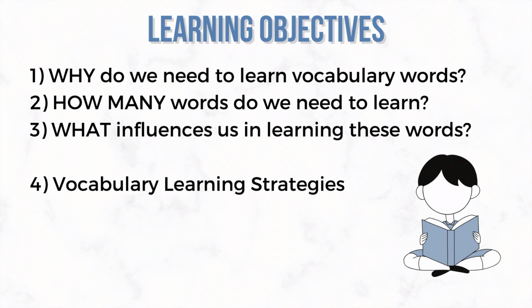Okay, so the following video is going to be structured by the learning objective as outlined here. So the first thing we have is, why do we need to learn vocabulary words? And then next is, how many words do we need to learn? Followed by, what factors will influence us in learning these words? And then finally is the vocabulary learning strategies. So these are the actual strategies which you can implement to learn new words quickly and more effectively.